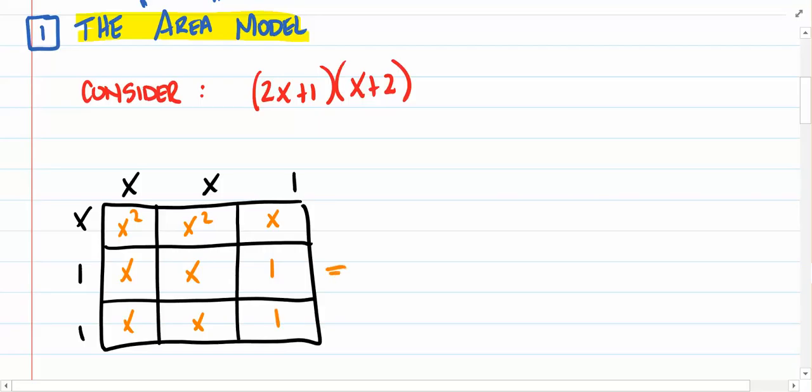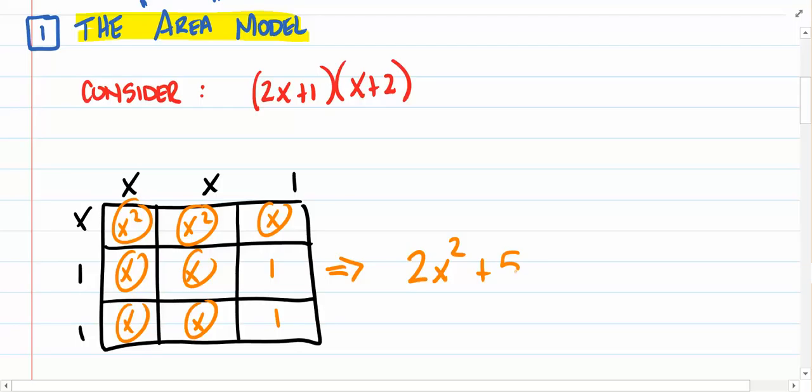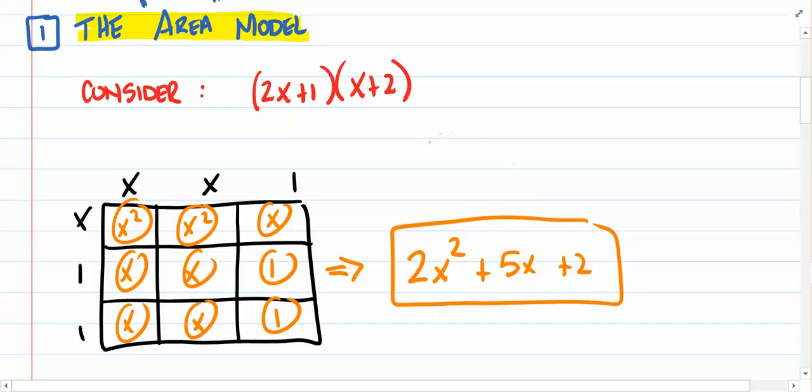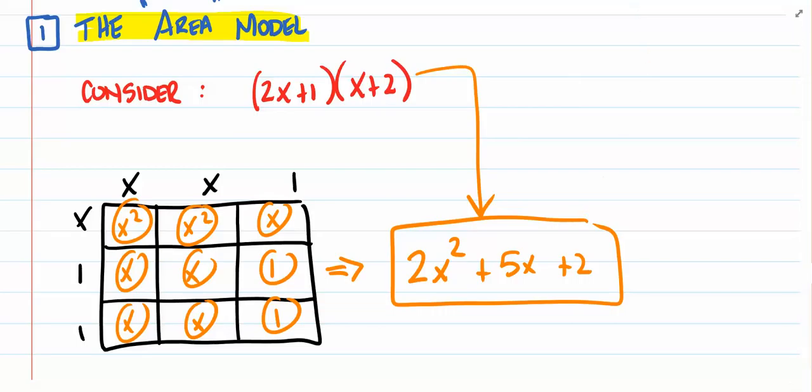And then all you have to do is add up all the like terms. So I have 1x squared and 2x squared, so I have 2x squareds. Then I have 1, 2, 3, 4, 5 x's, so plus 5x. And then of course I have 1, 2, plus 2. So it must be true that 2x plus 1 times x plus 2 gives me the trinomial 2x squared plus 5x plus 2.